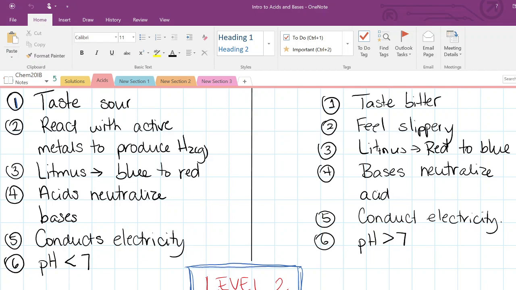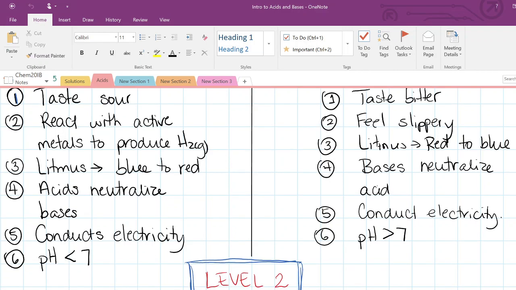Litmus paper turns blue litmus to red. Acids neutralize bases. Acids are conductive, and they have a pH less than 7. We're also going to talk about pH this unit. Bases taste bitter.